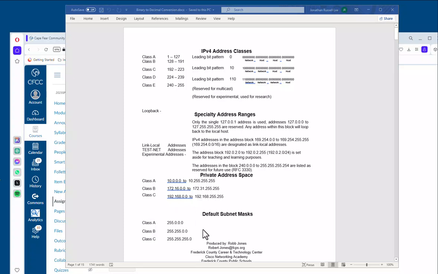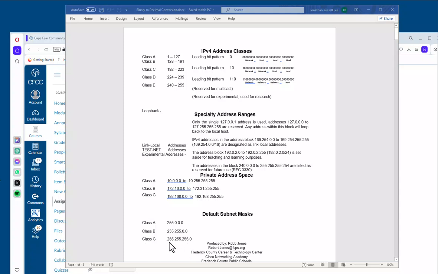Now, the default subnet masks for these different IP address classes: for Class A, the first octet is the network address, so it's 255.0.0.0. For Class B, the first two octets are used for the network address, and for Class C, we use the first three octets.